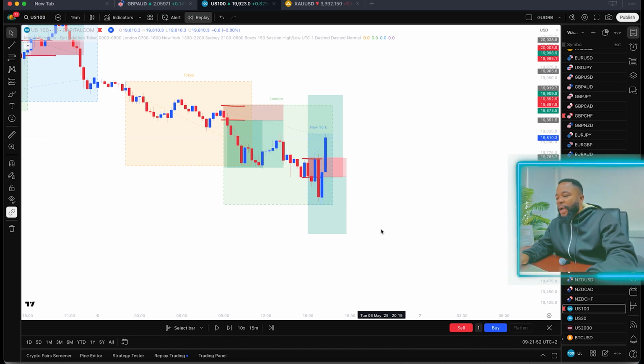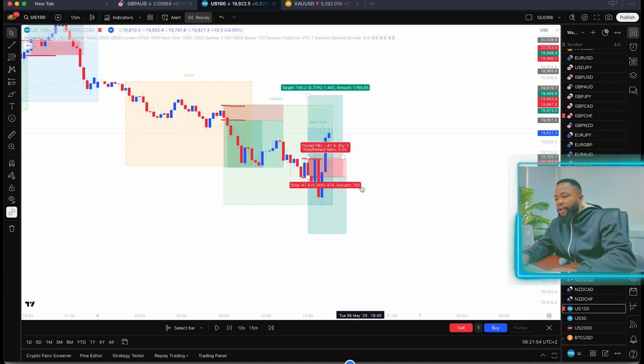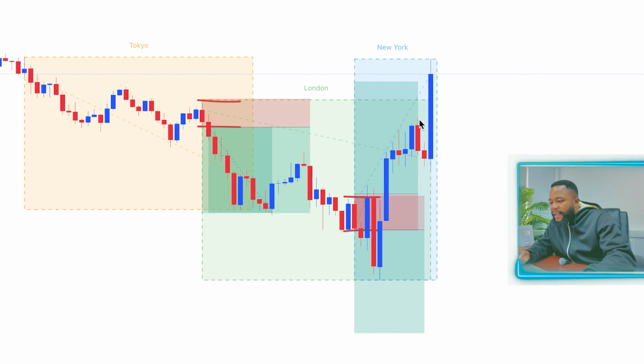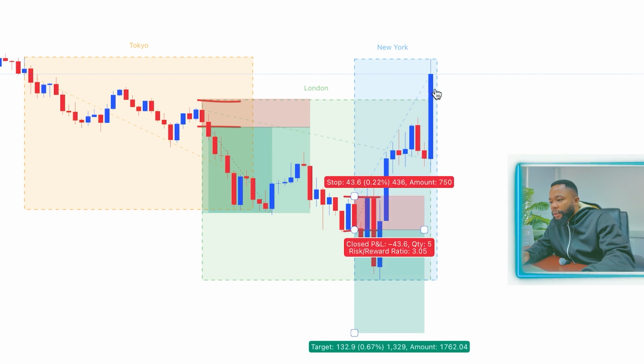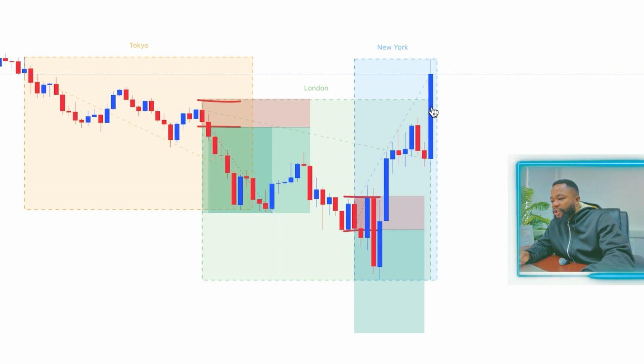So let's continue. What we are looking for now is the end of the London session. I can see the end of the London session. Let me delete this so that we can see very clearly. Okay, this is the end of the London session. This candle right here. Let me also delete this one. This is London. London ends right here.